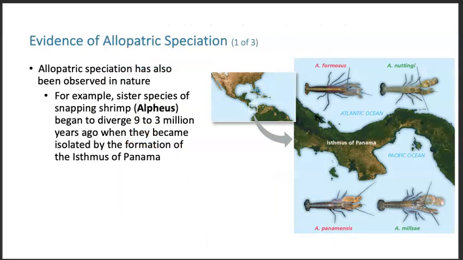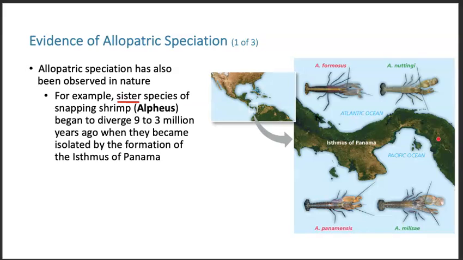We can see evidence of allopatric speciation in nature too. An example here is seen in these snapping shrimp. Now, these look a little bit like lobsters, but they're much smaller than lobsters. And in this particular group, we call them sister species because they are closely related to each other, but they're different species. So we see these different sister species located on opposite sides of this Isthmus of Panama.